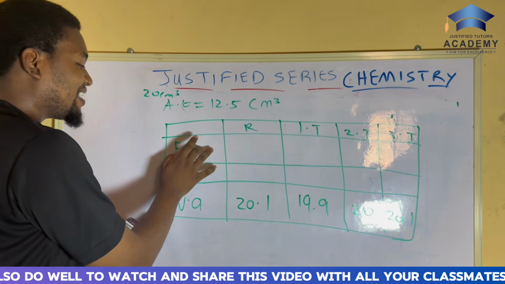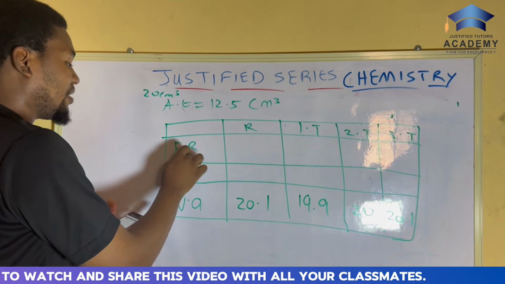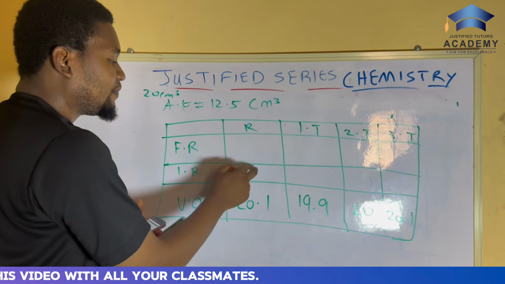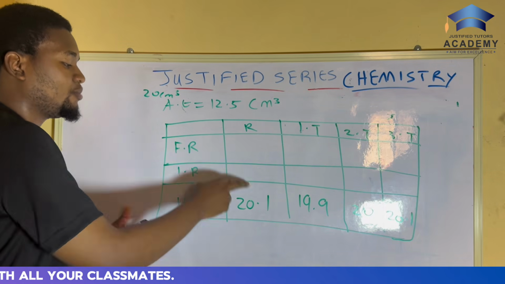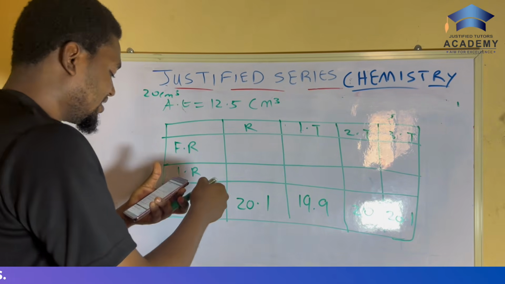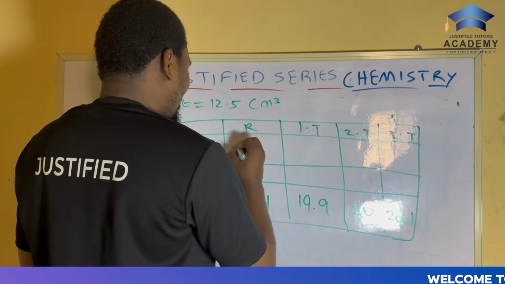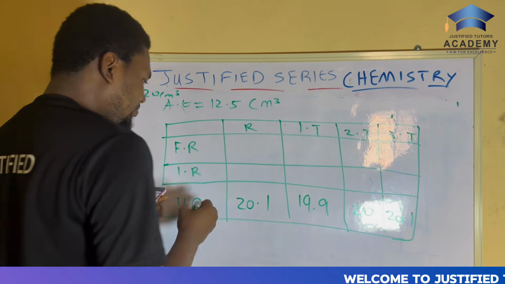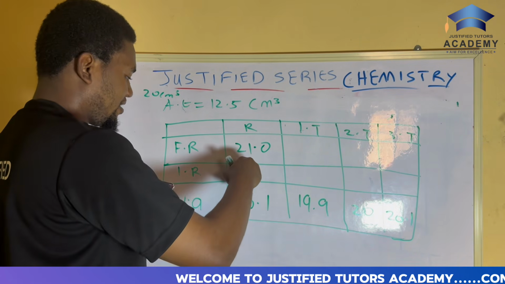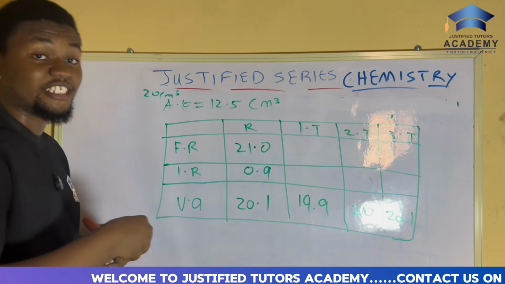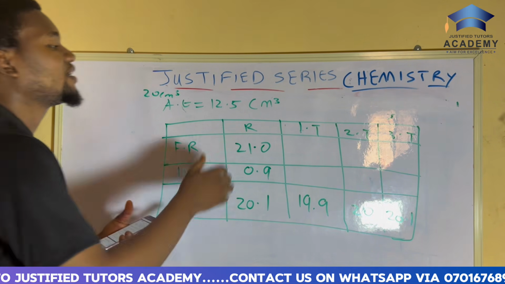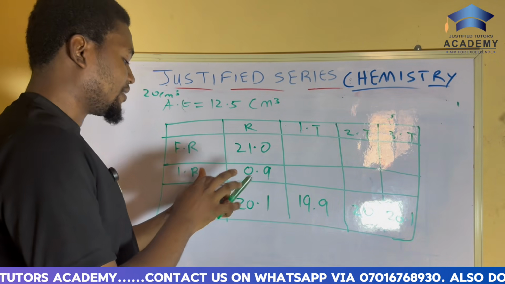Now our final reading, our initial reading. How do we now formulate them? All you need is two values that when you subtract them, they will give you this. For this particular one, just write anything there. You get this one very easy. I can write 21.0 here, and then I can write 0.9 here. Yes, it's possible. So when I subtract it, I'll get 20.1. Now, this is where the main work starts.